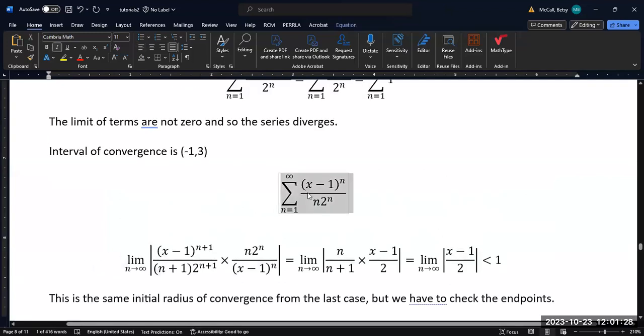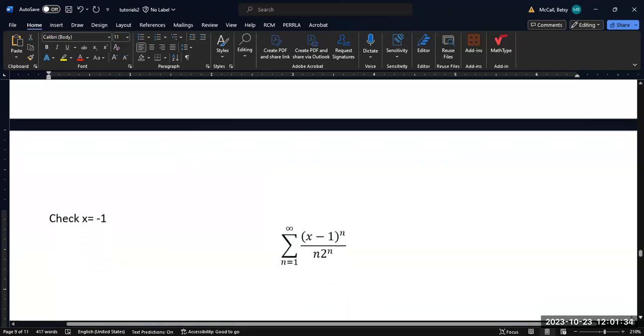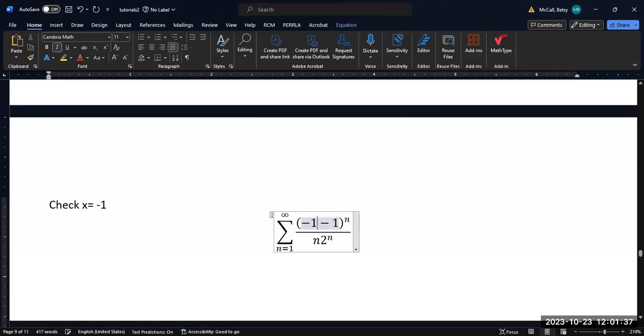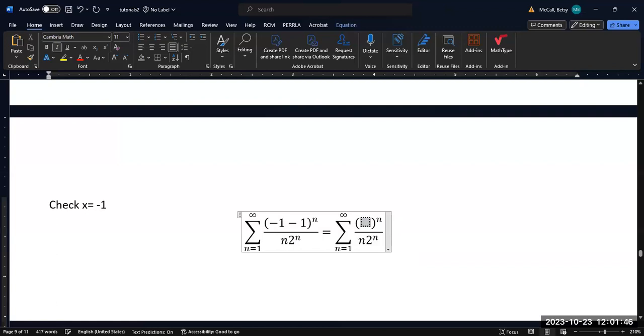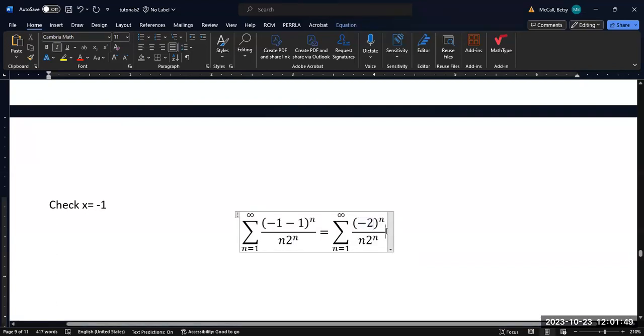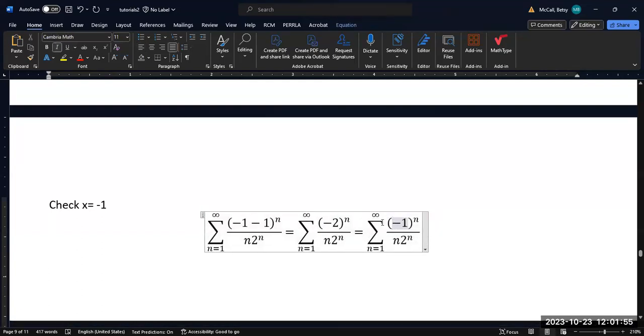So let's take our series and plug in -1. And that's going to give us -2 up top. And what that's going to reduce to is -1 to the n, because the -1 can be pulled out, and then the 2 and the 2 to the n can cancel, and I'm left with just this. This is the alternating harmonic series.